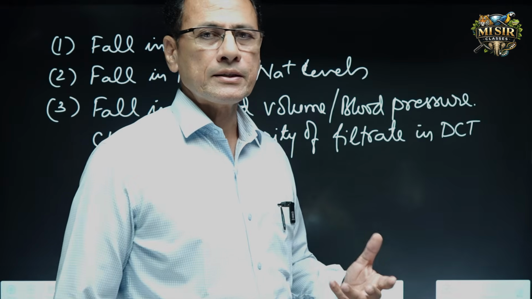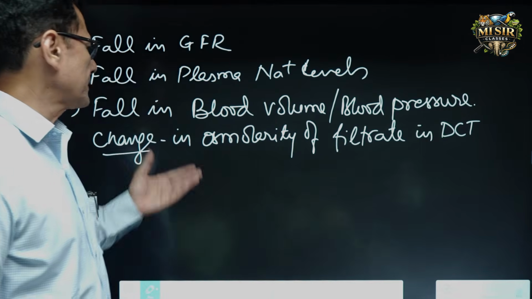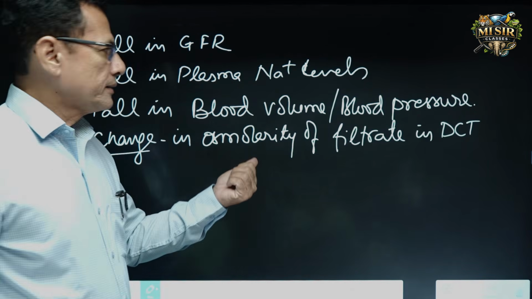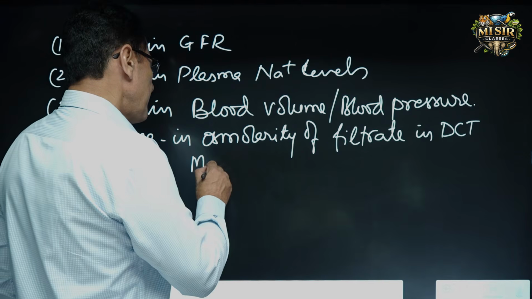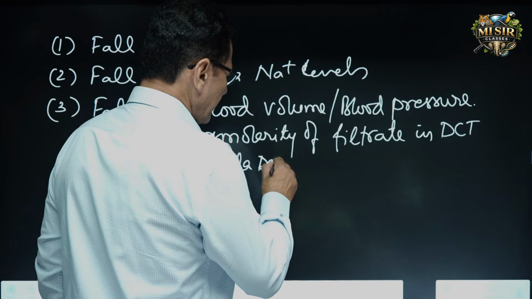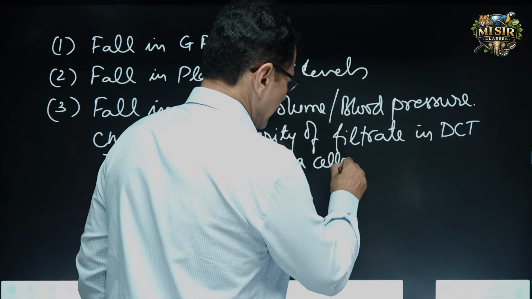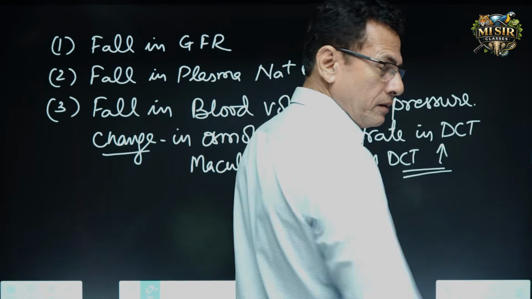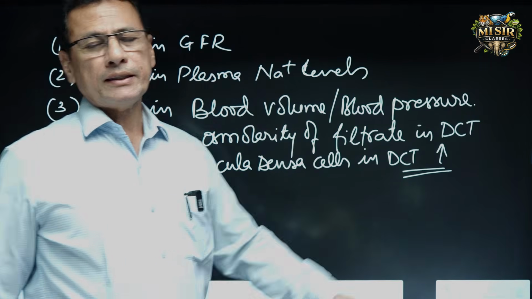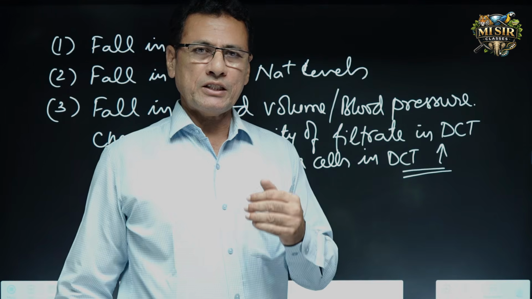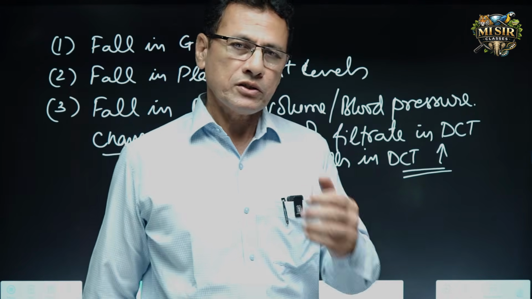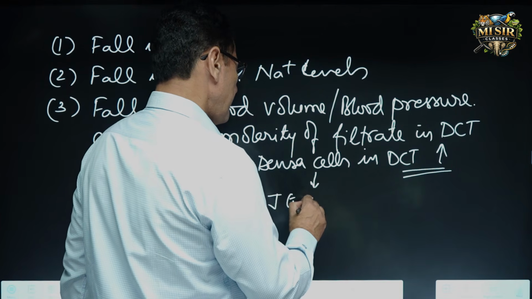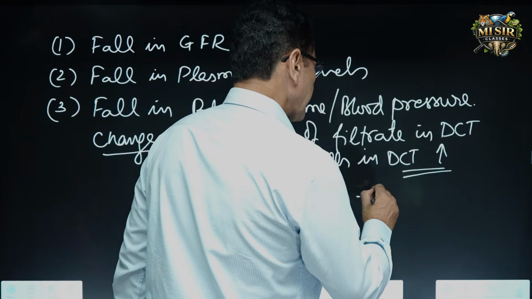or in which condition this system starts. This system triggers in these circumstances. These circumstances trigger the macula densa cells in the DCT. They get stimulated. Once the macula densa cells get stimulated, they release specific chemical signals which trigger the JG cells. JG cells get stimulated.